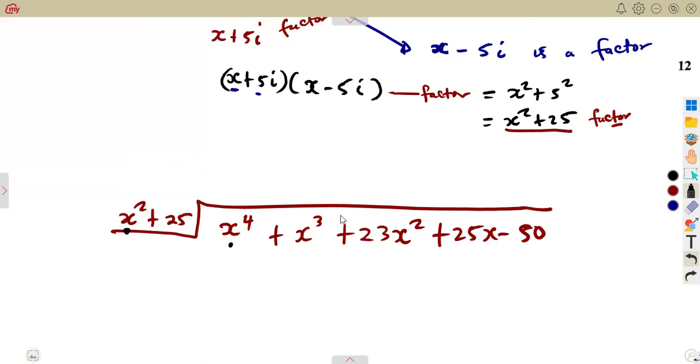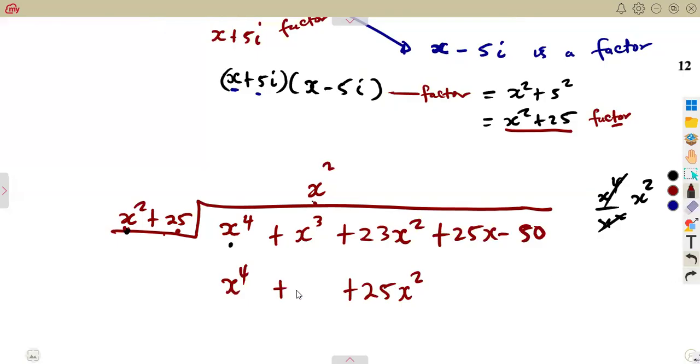First term versus first term, let's divide. That's x to the power of 2. So meaning to say that will be x to the power of 2. Then you multiply it back here to everything. X to the power of 2 times this, that's x to the power of 4. You add powers there. X to the power of 2 times this, 25, that is going to give us 25x squared. So we do not have the part of x cubed. So you can just write this as 0x cubed like that.